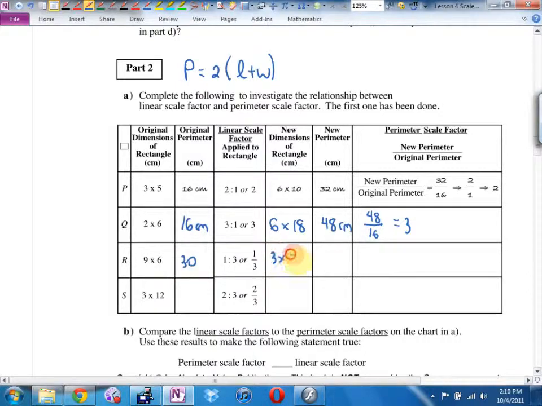What's the perimeter of a 3 by 2 rectangle? 3 plus 2 is 5, times 2 is 10. What's the relationship between 30 and 10? The new perimeter is 10, the old perimeter is 30. We do have a 1/3 reduction.